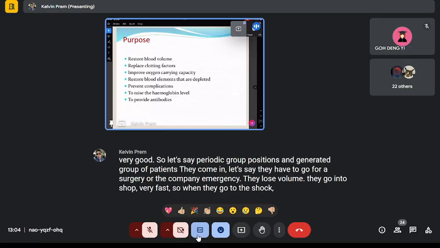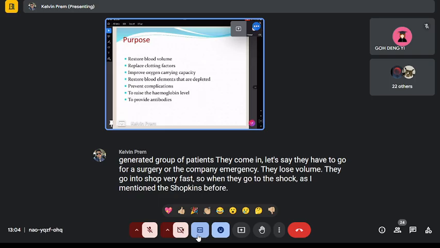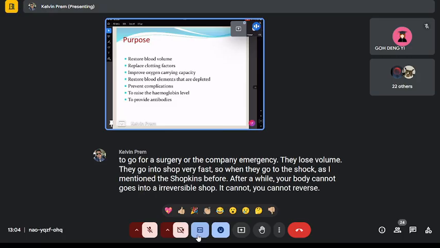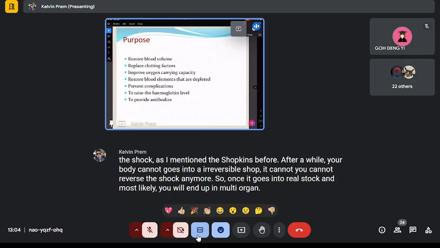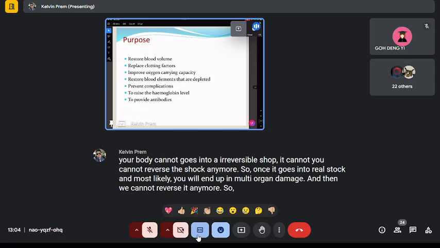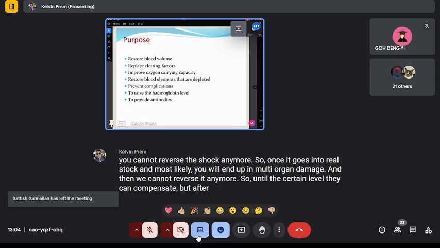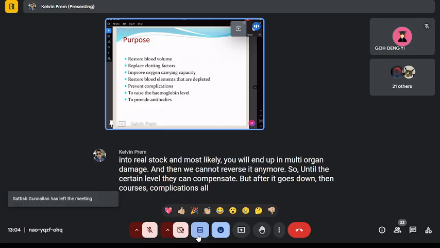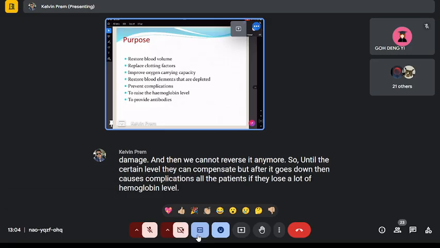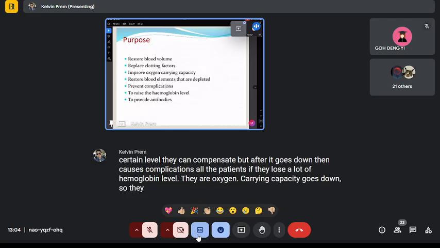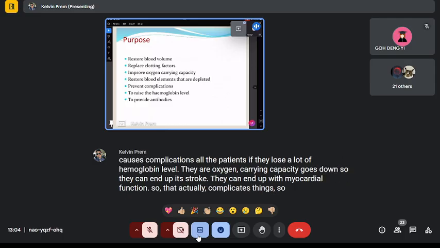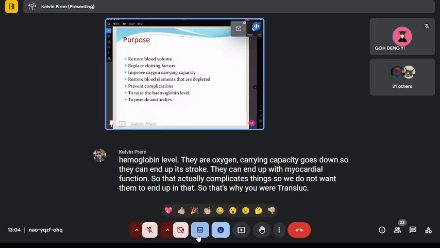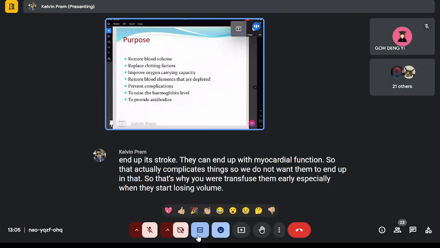When they go into shock, as I've mentioned in the shock lecture before, after a while your body cannot reverse the shock anymore, it goes into irreversible shock. Once it goes into irreversible shock, then most likely you will end up with multi-organ damage, and we cannot reverse it anymore. Until a certain level they can compensate, but after that it causes complications. Older patients, if they lose a lot of hemoglobin, their oxygen carrying capacity goes down, so they can end up with stroke or myocardial infarction. That complicates things, so we do not want them to end up in that. That's why we will transfuse them early, especially when they start losing volume. The same applies for pediatric patients as well.